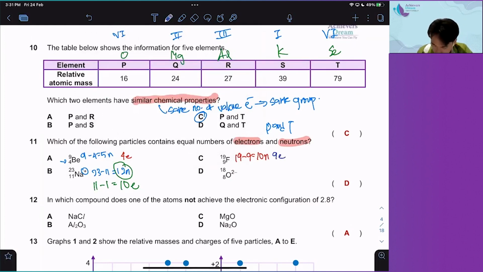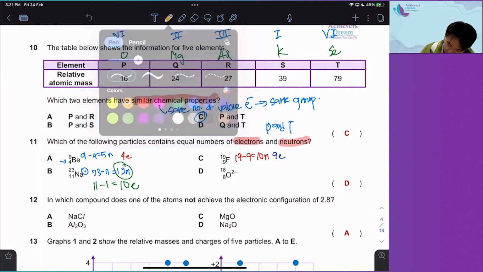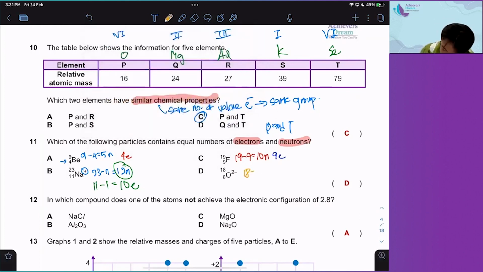And finally, oxygen. Okay, let's calculate number of neutrons first. It will be 18 minus 8. This gives us 10 neutrons. And since oxygen is a negatively charged particle, how many negative charges is actually 2? 2 minus. That means it has 2 more electrons than protons. Okay, it has 8 protons. So 8 plus 2 gives us 10 electrons.